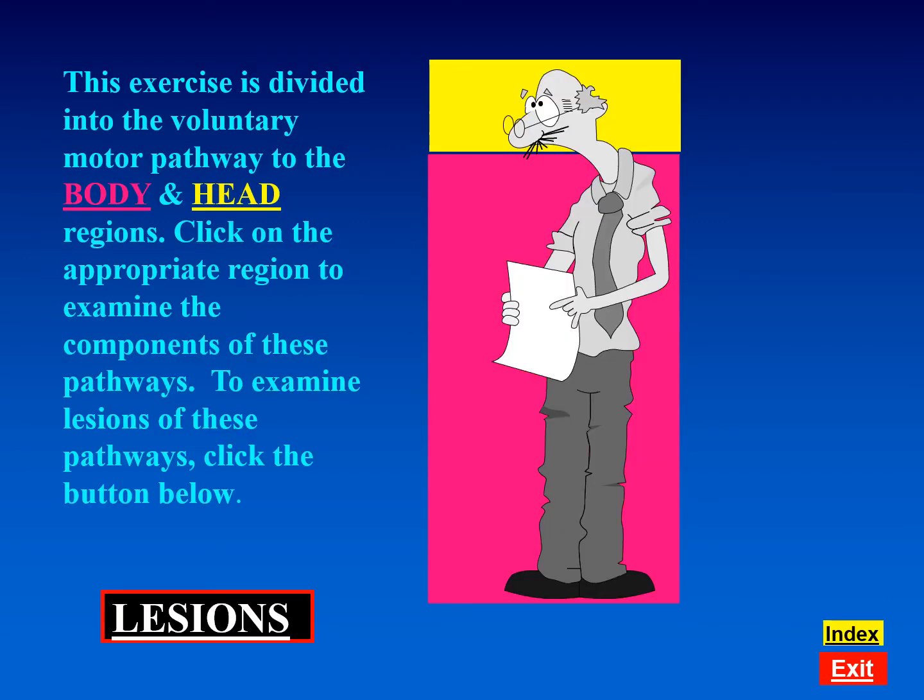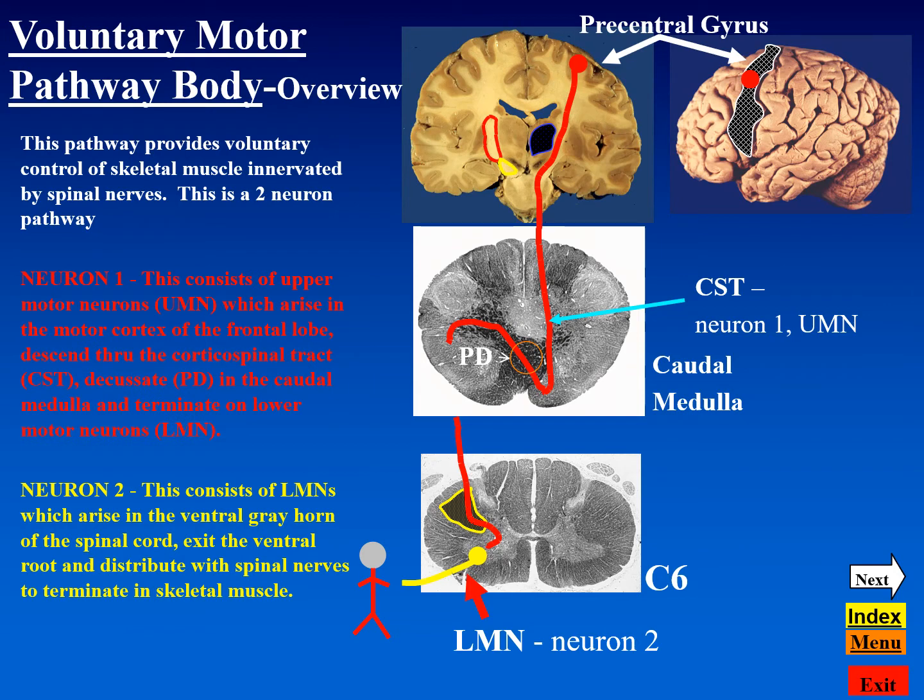The voluntary pathways to the head and body region will be discussed separately, but they both involve basically a two-neuron pathway. This overview of the voluntary motor pathway to the body illustrates a two-neuron pathway. Neuron 1, the upper motor neuron, has a cell body in the precentral gyrus. It descends and decussates in the caudal medulla and terminates on lower motor neurons, which are located in the ventral gray horn of the spinal cord.